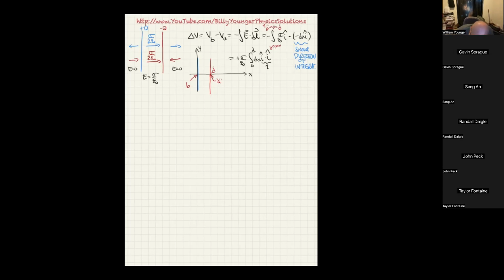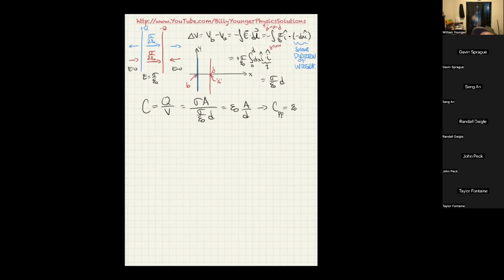So ultimately, what I get is equals sigma over epsilon naught times d. Now I'm going to use C is equal to Q over V to get C is equal to, the Q is sigma A, and then the V is sigma over epsilon naught D. So you end up getting epsilon naught A over D is the capacitance. So the capacitance for a parallel plate capacitor is epsilon 0 A over D.